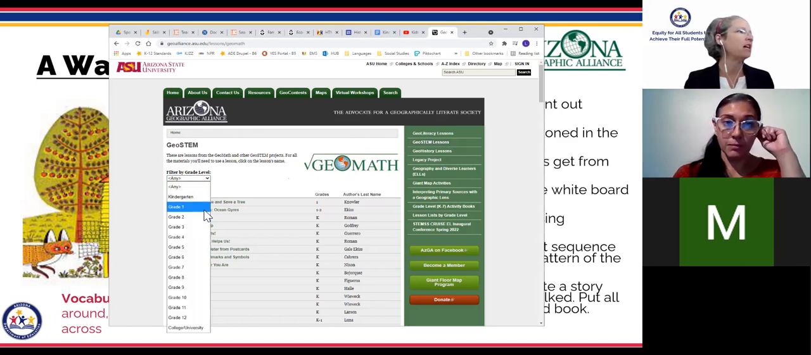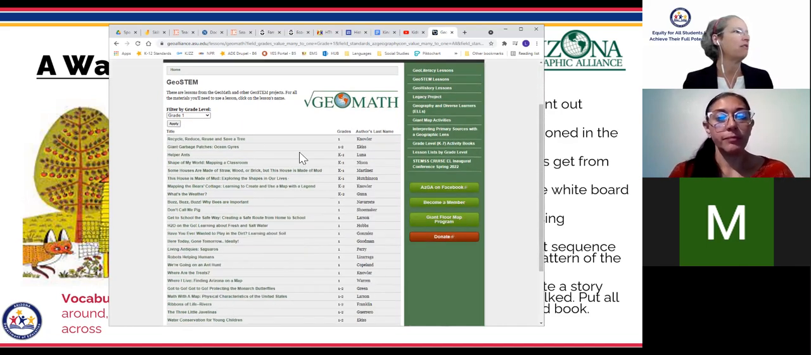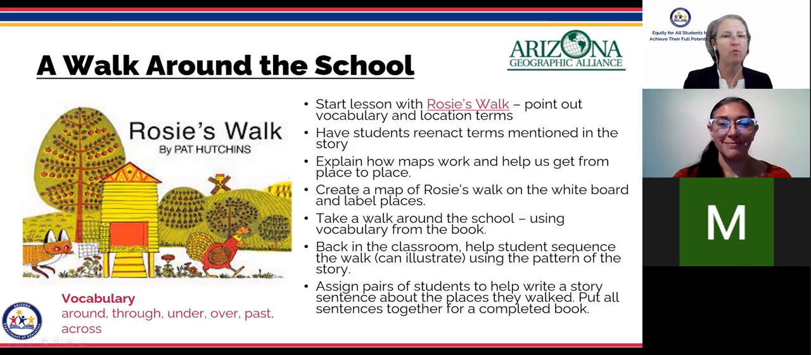So if you look at GeoSTEM, let's just go first grade again. And here you've got all these great lessons about maps and geography, some economics kinds of things. Social studies, and a lot of them do writing that you tie into ELA. So the Geographic Alliance is a great resource, and most of the authors over here are teachers that have won contests and submitted lessons. So that's one around the walk around the school.